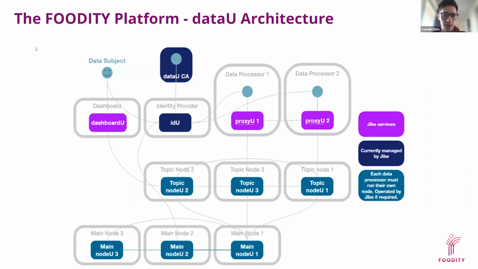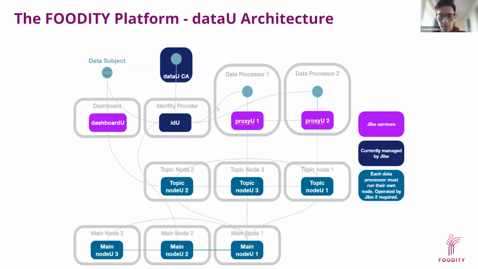So the DataU platform stands behind the FOODITY platform, and it's comprised of many components. One of them is a dashboard we see on the left, where the data subject can grant or revoke the permission for a data processor. Then we have the identity provider that provides a secure way to identify each entity in this platform. And this is the data processors and the data subject.